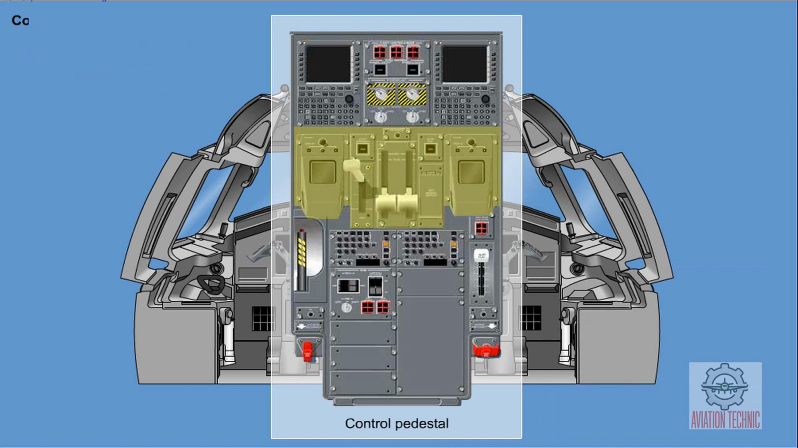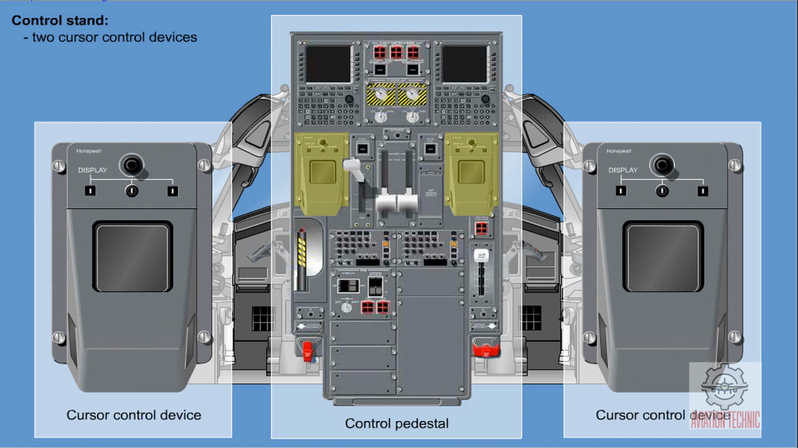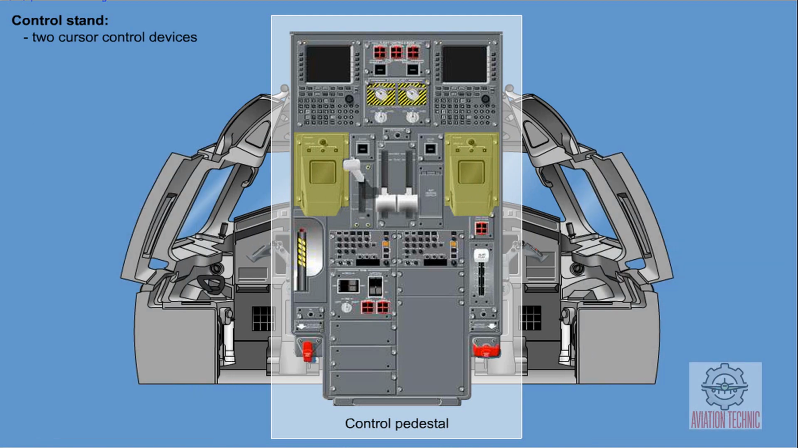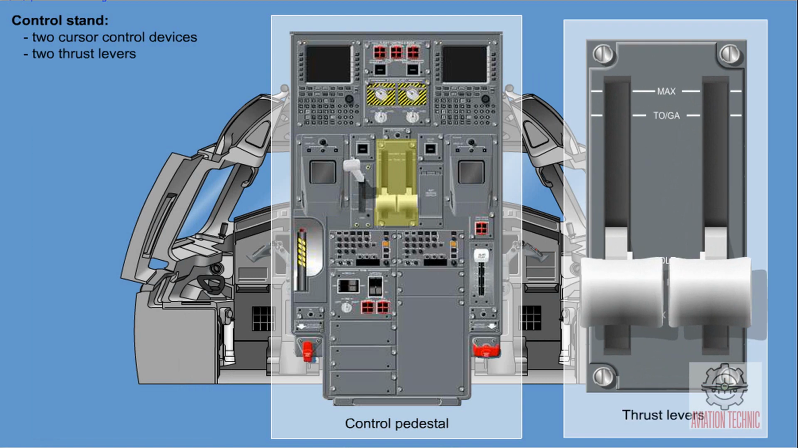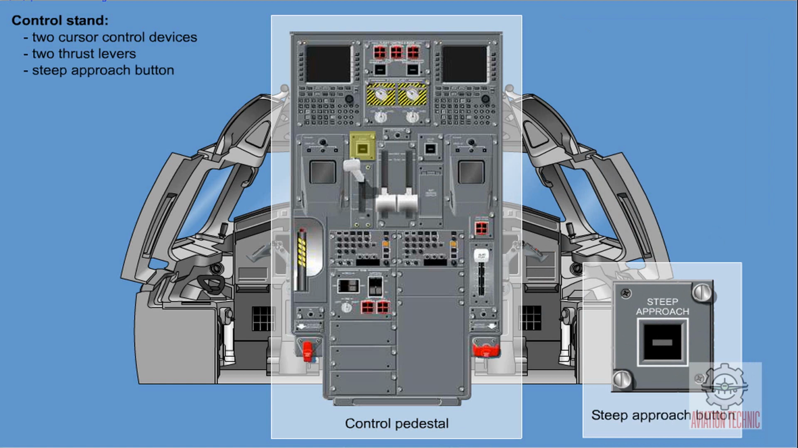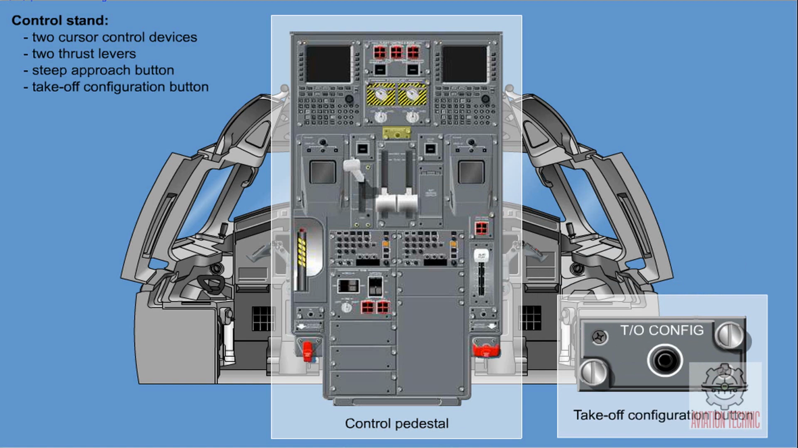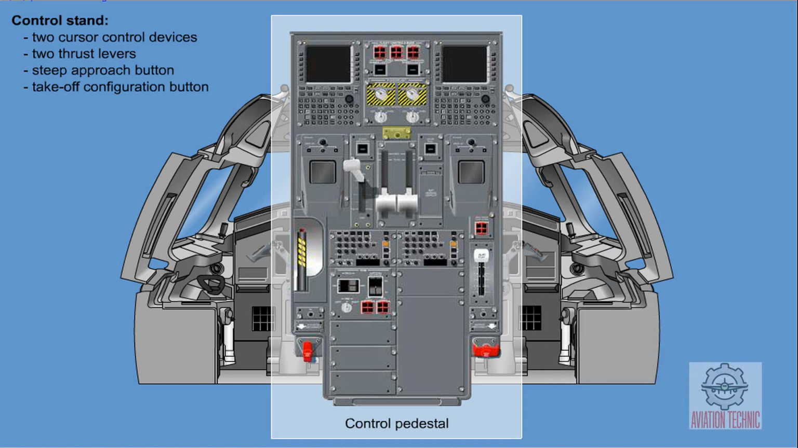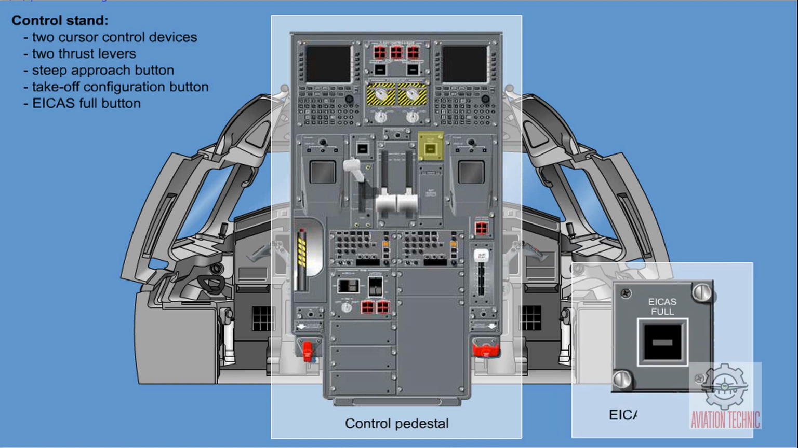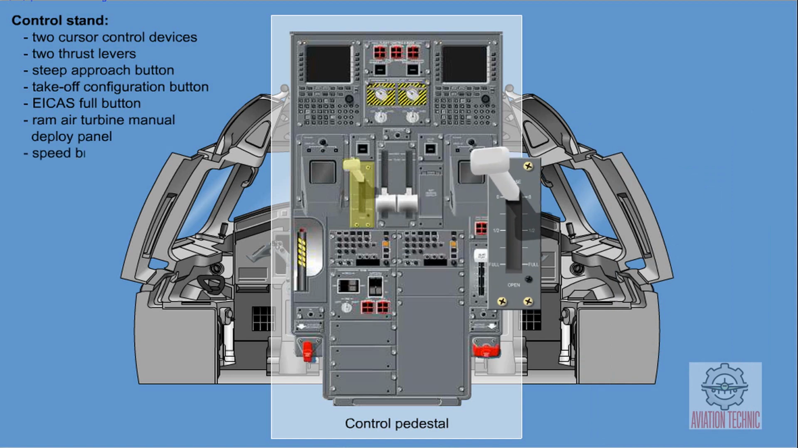The following components are on the control stand: two cursor control devices, two thrust levers, a steep approach button, a takeoff configuration button, the EICAS full button, a ram air turbine manual deploy panel, and a speed brake lever.